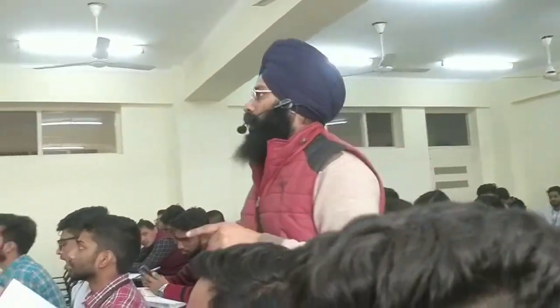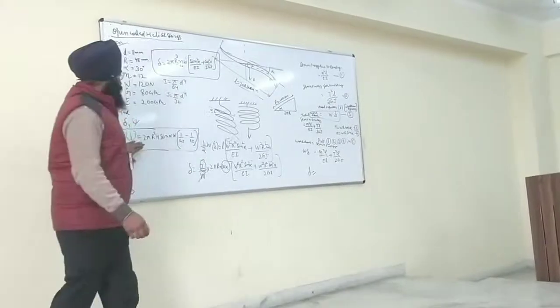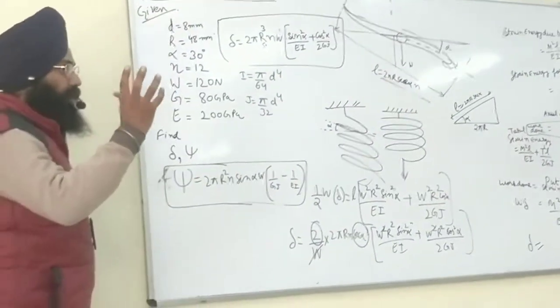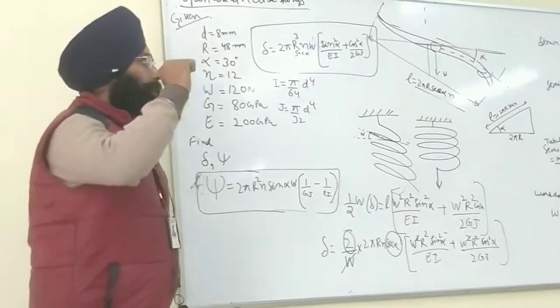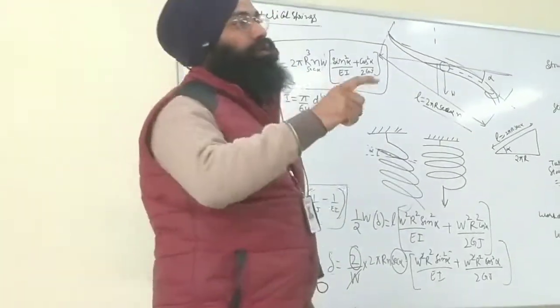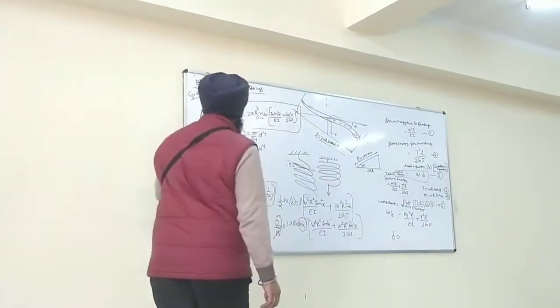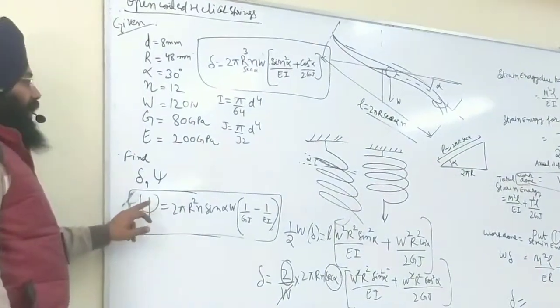Similarly, you can calculate the angular rotation also by this relationship. I have directly put the value for the angular rotation, that is how much the spring has been rotated during the application of the load, which is due to the moment and the torsional force. So this is the value of your axial rotation.